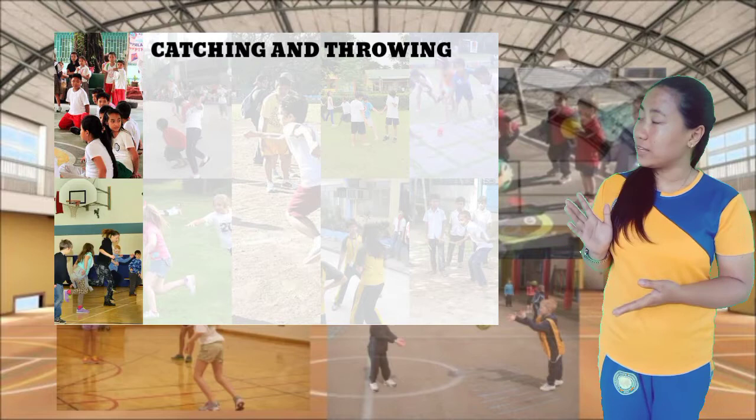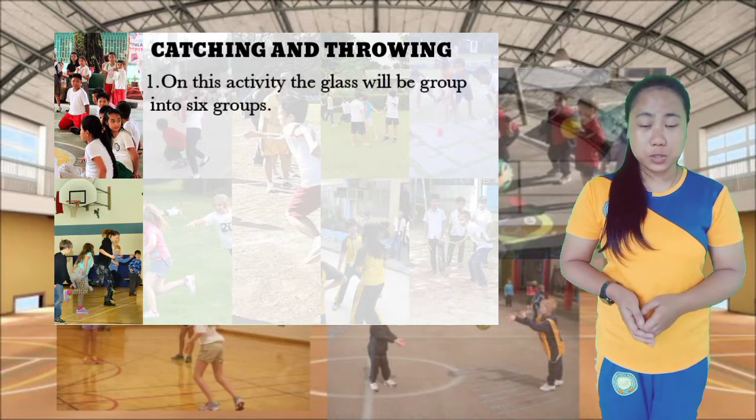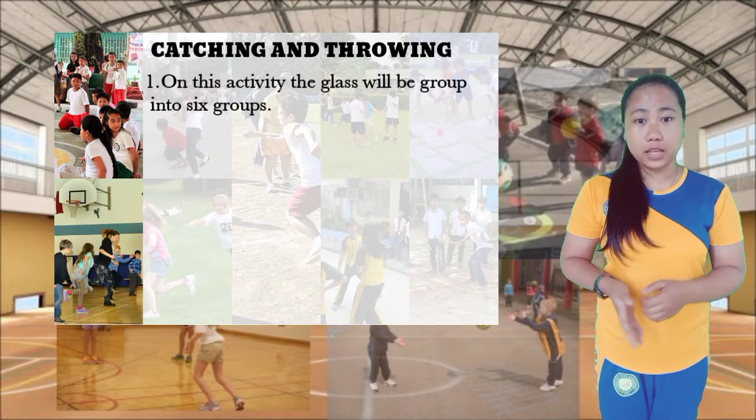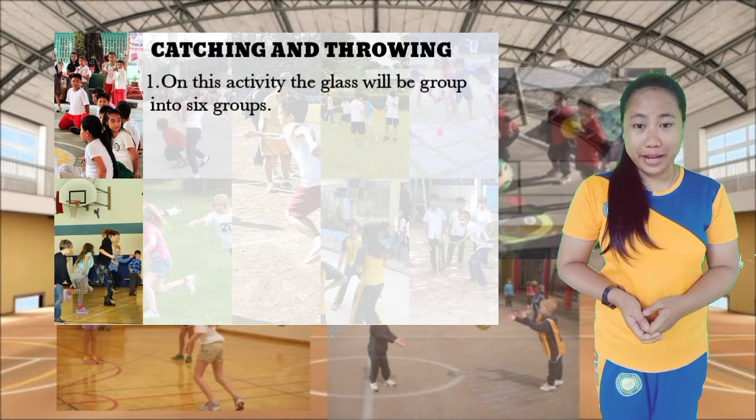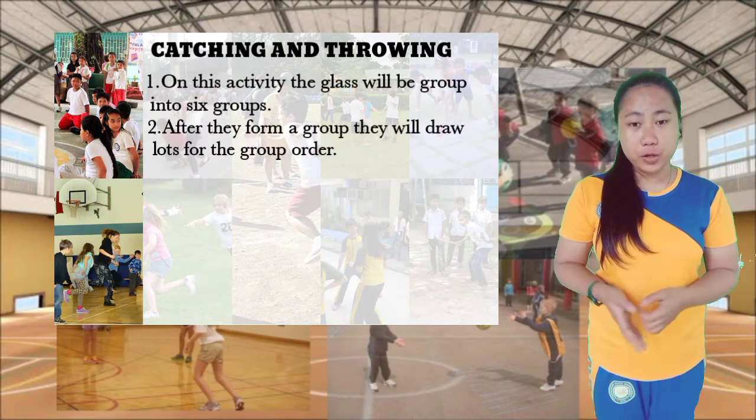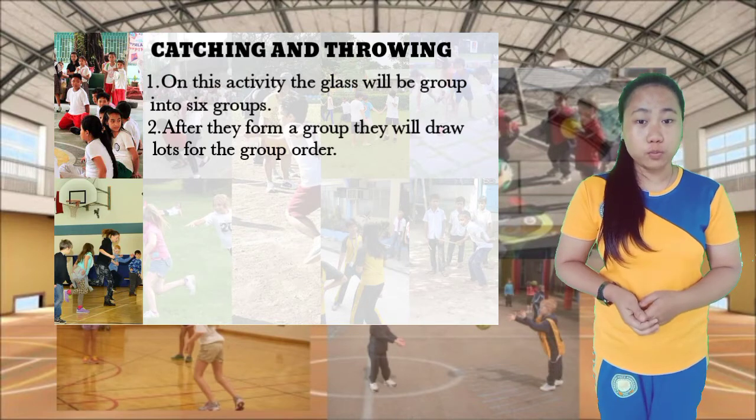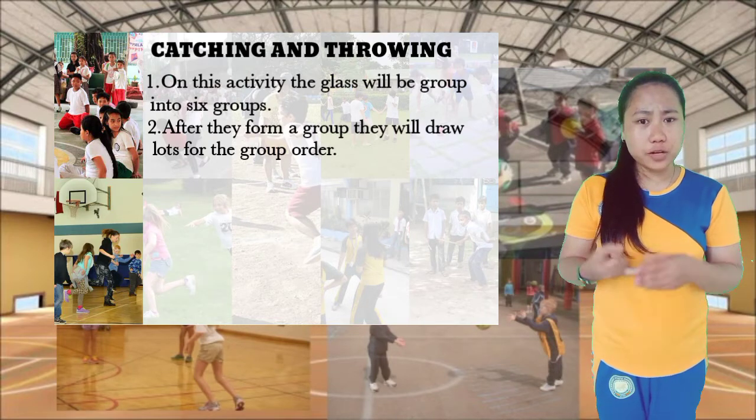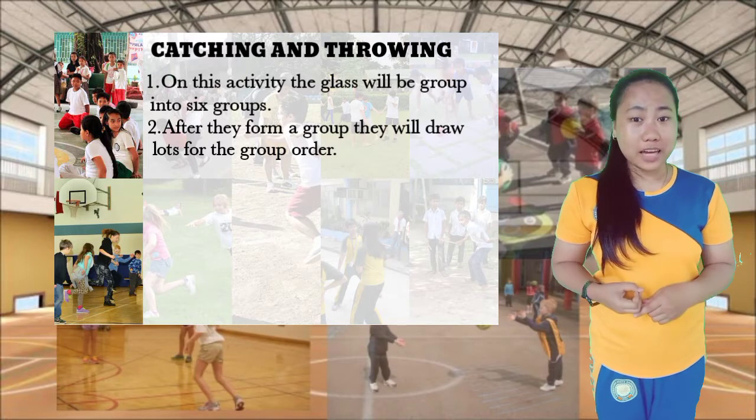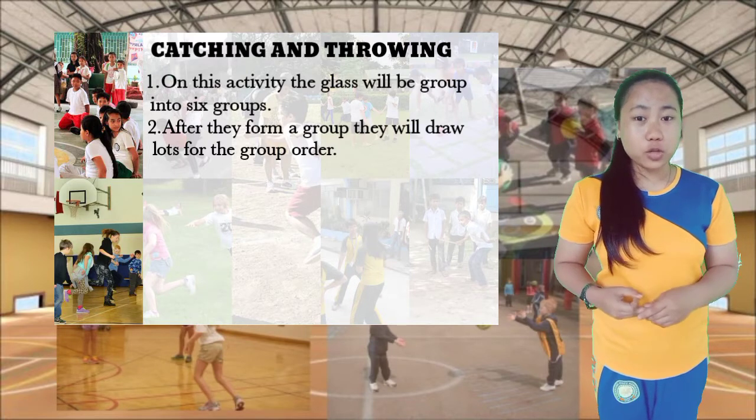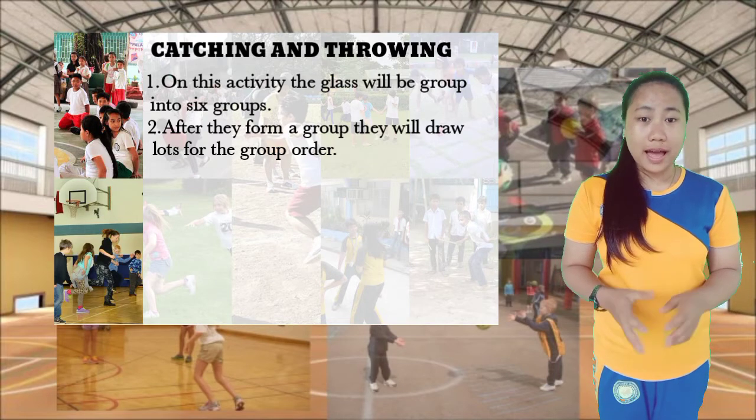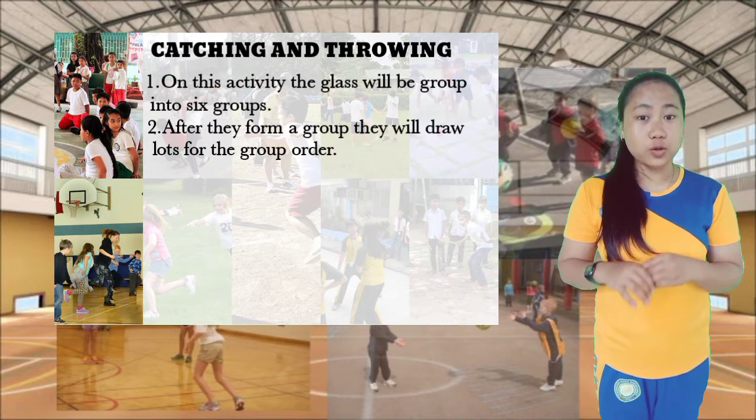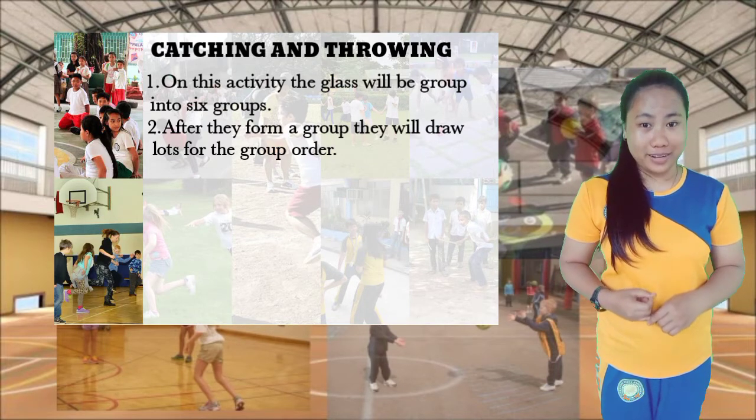For this activity, the class will be grouped into 6 groups. Always remember that the grouping always depends on the size of your class, and after they form a group, they will draw lots for the group order. For example, first one is group 6, second one is group 1, third one is group 5, fourth one is group 2, fifth one is group 4, and last is group 3.